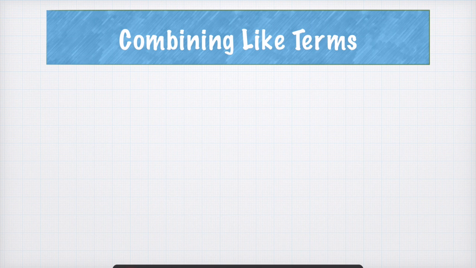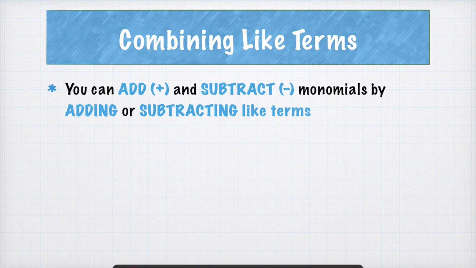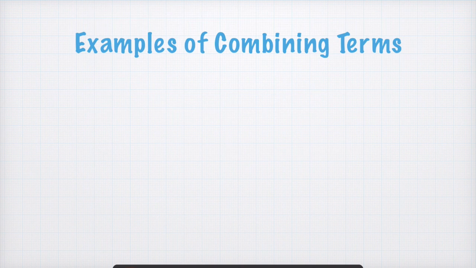Now we're going to go through and combine like terms. Combining like terms means that you can add and subtract monomials by adding or subtracting the things that they have in common, or the like terms. Basically, you're just making them look really pretty. Now we're going to go over some examples for you over here.